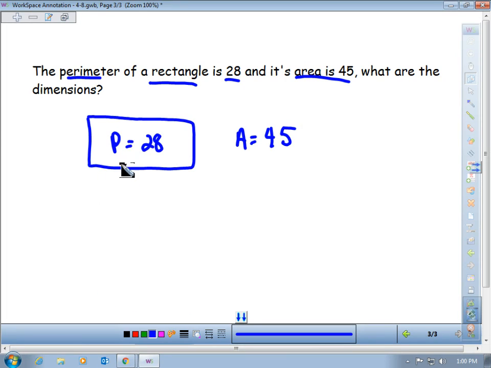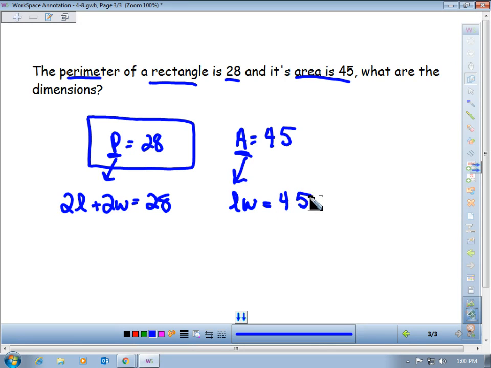Well, what we have to do here is go back to solving the system, because perimeter is 2L plus 2W, and I know that equals 28. And area is length times width for a rectangle. So now what I have are 2 equations and 2 variables. You probably don't want to graph those. You probably definitely cannot do elimination. What you're going to have to do is substitution here.